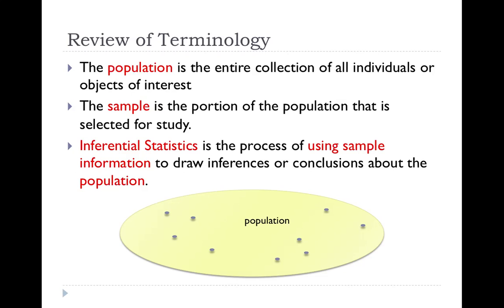So here's our population, and imagine that we poll that population in some kind of random fashion, and we extract some elements from the population, some objects of interest, and then that random sampling becomes our sample, a smaller subset of the population. In inferential statistics, we look at our sample, we do statistical analysis on our sample, and based on the results of that analysis, we then make conclusions or inferences about the population from which the sample came.